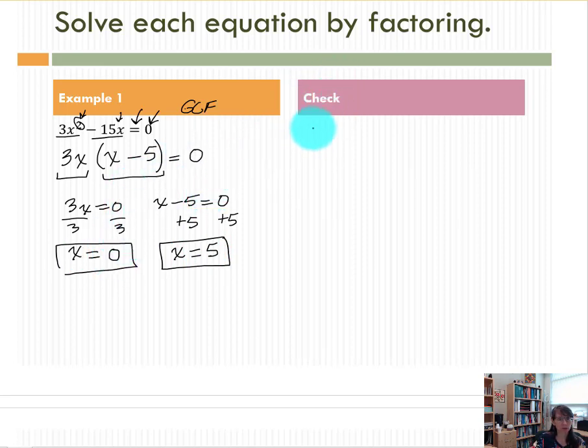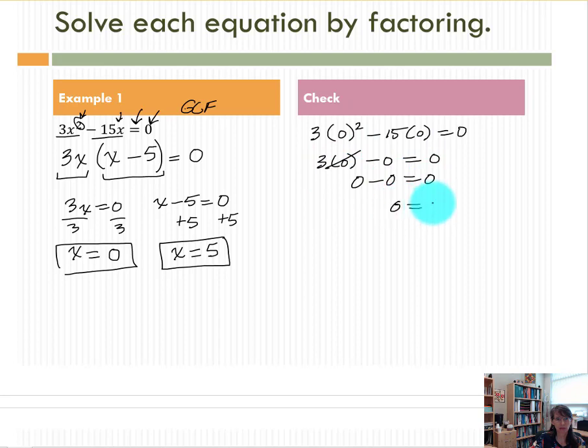I'll start with 0. So substituting 0 for x, I would have the equation 3 times 0 squared minus 15 times 0 equals 0. So this makes 3 times 0 minus 0 equals 0. And again, 0 minus 0 equals 0. Sure enough, this is true. 0 does equal 0. So that means we would keep the solution x equals 0.